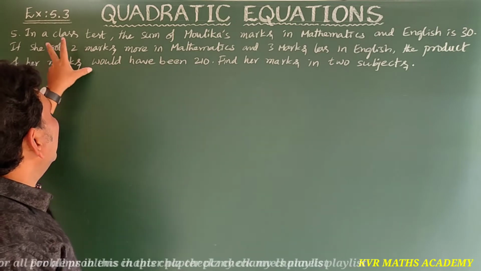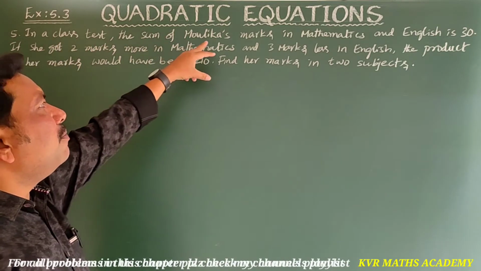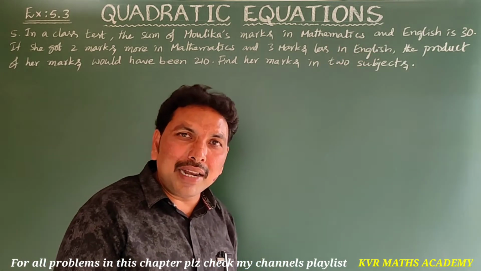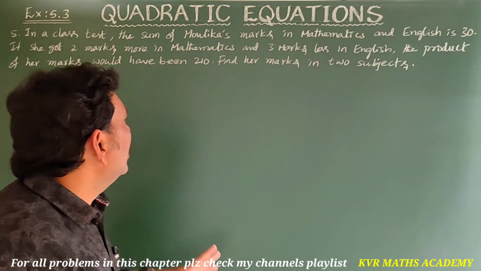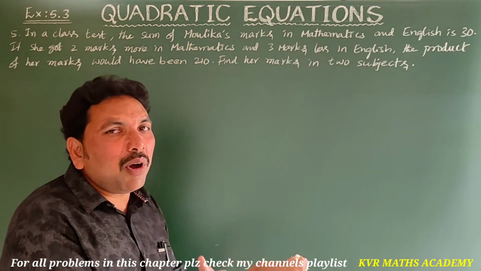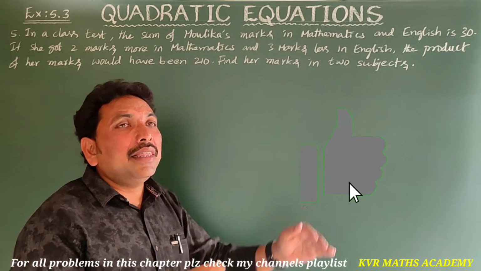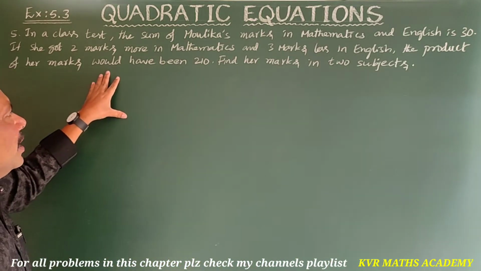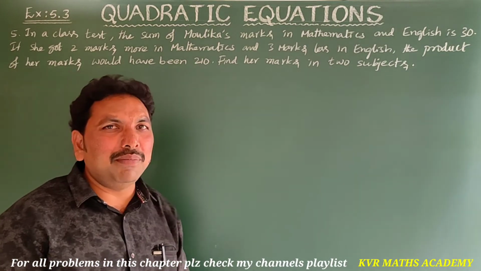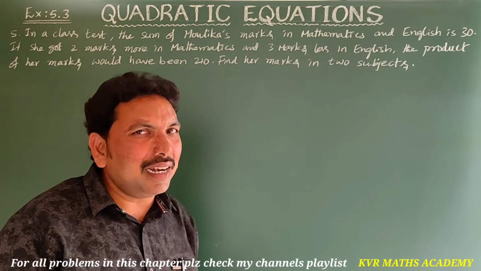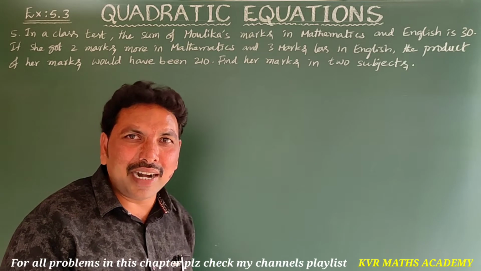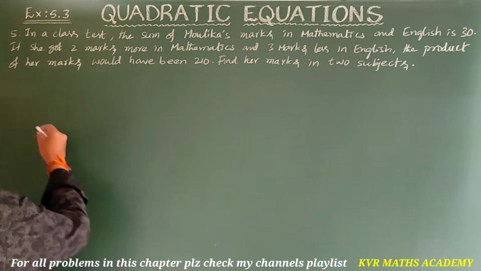Come again. In a class test, the sum of Maulika's marks in mathematics and English is 30. If she got 2 marks more in mathematics and 3 marks less in English, the product of her marks would be equal to 210. Now find the marks in 2 subjects. 2 subjects means mathematics and English. We should find the marks in mathematics and English. See, solution.